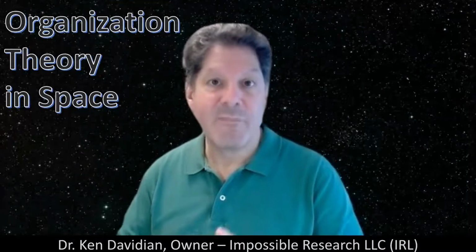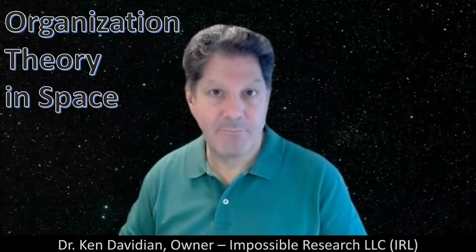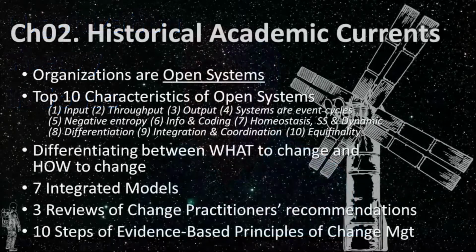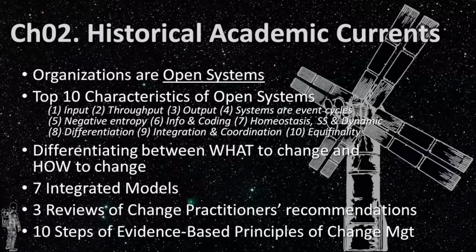Chapter 2 is entitled Historical Currents in Scholarship of Organizational Change. Here I just call it Historical Academic Currents. Since organizations are widely recognized as being open systems instead of closed systems, this chapter covers 10 characteristics of open systems that focuses on the distinction between an organization deciding what to change versus how to implement the changes. What an organization decides to change is typically determined by what is happening in the external environment.